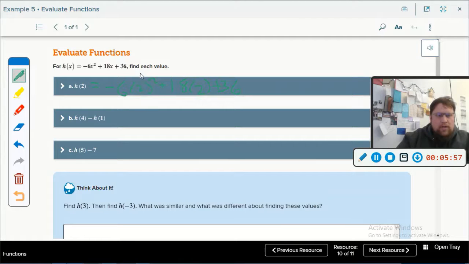So 2 squared is 4, because remember, it's 2 times 2. This tells me how many times to multiply times itself. 6 times 4 is 24, so I'm going to end up with 24 plus 18 times 2 is 36 plus 36. All right, 36 plus 36 is 72. 72 plus 24 is 96. I think. Yeah, right?